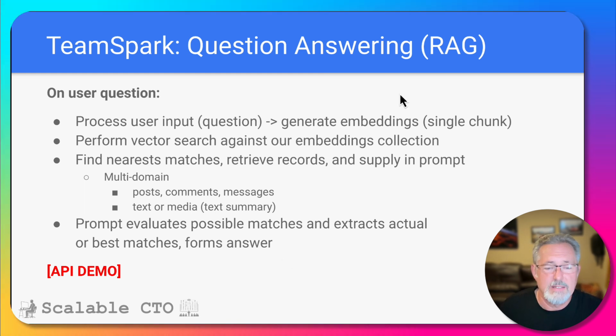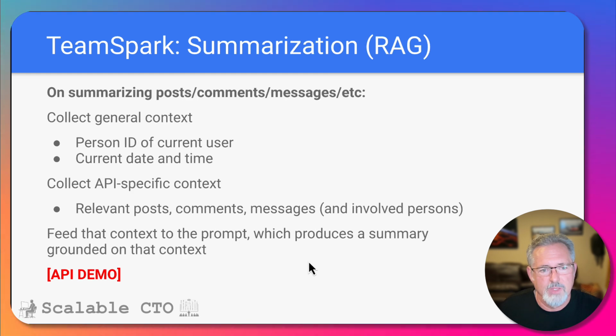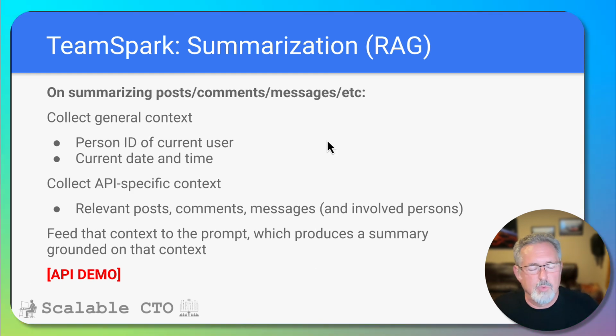And I did the demo for that already, so I'm not going to do that now where I did any good cat picks. And summarization is the other one, which is done a little bit differently. So in summarization, what we're going to do is collect some general context. We're going to get the person ID of the person who's asking the question. We might get the current date and time if we want to understand how fresh the answers are that we're going to give them back.